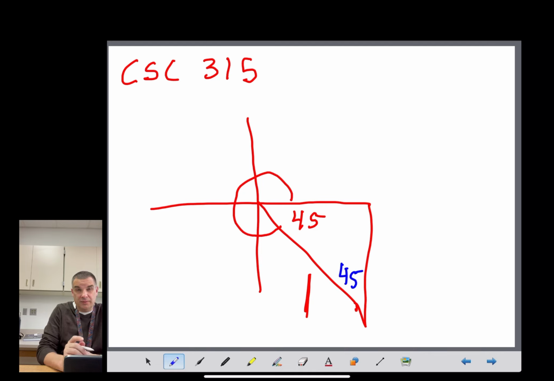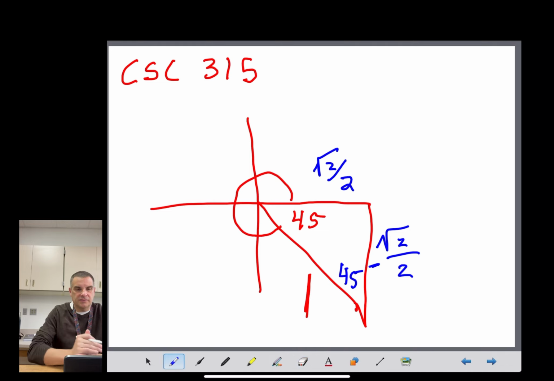Hypotenuse is always 1. Go ahead and label my other sides, 45, 45, 90. So divide by the square root of 2, so the square root of 2 over 2. So this is going to be the square root of 2 over 2, but we're going down, so it's going to be negative. And this one's going to be the square root of 2 over 2 as well. Nice 2 again. That's that penmanship thing. And it's going to be positive, so we're going to the right.